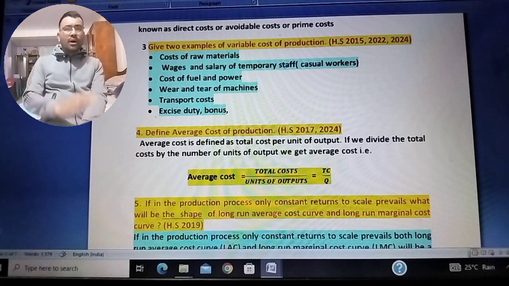Cost of fuel and power. If you use the power, then you have to pay. If you don't use the power, you don't have to pay. Wear and tear of machines, transportation costs, excise duties, bonus, all these are variable.